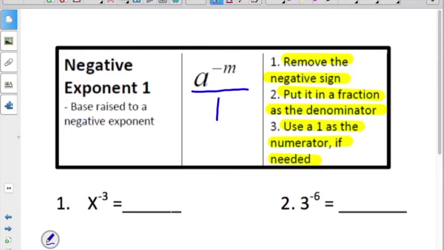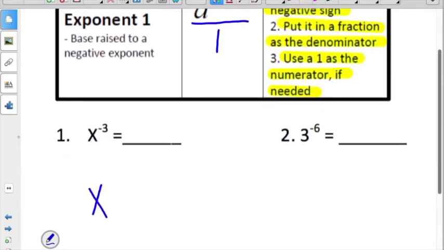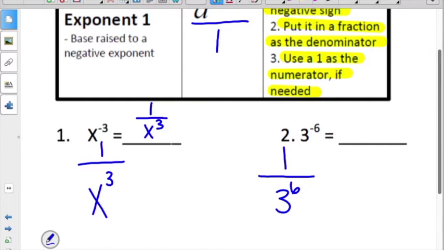So the first one we have is x to the negative 3rd power. We're going to remove the negative, and it's going to become our denominator. So our answer is 1 over x to the 3rd power. The second one is 3 to the negative 6th power. So we're going to remove the negative, and we're going to use it as a denominator, and we're going to put 1 as our numerator. So number 2 is 1 over 3 to the 6th power.